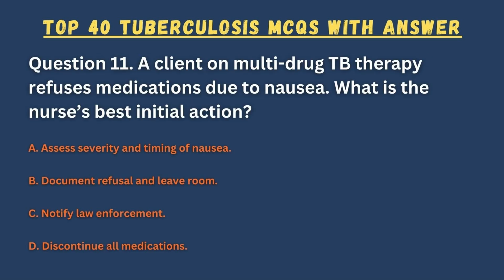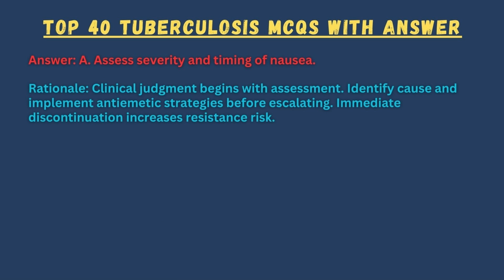Question 11. A client on multi-drug TB therapy refuses medications due to nausea. What is the nurse's best initial action? A. Assess severity and timing of nausea. B. Document refusal and leave room. C. Notify law enforcement. D. Discontinue all medications. Answer: A. Assess severity and timing of nausea. Rationale: clinical judgment begins with assessment. Identify cause and implement antiemetic strategies before escalating. Immediate discontinuation increases resistance risk.